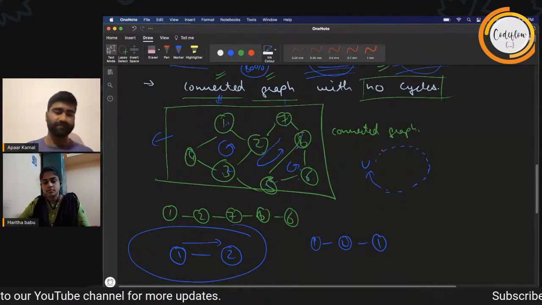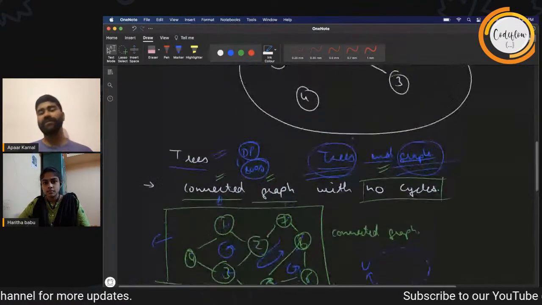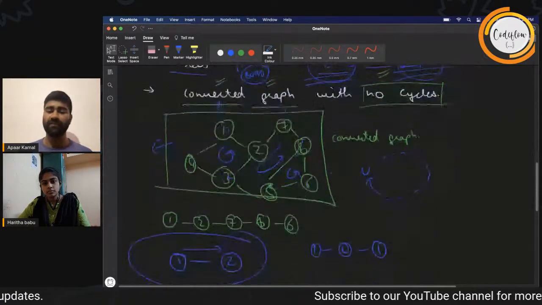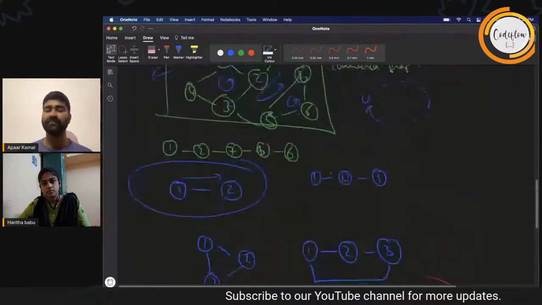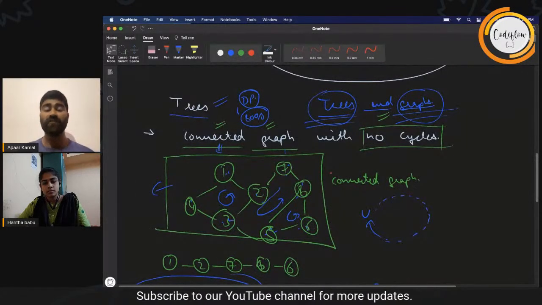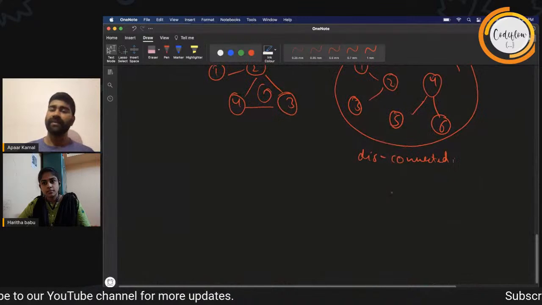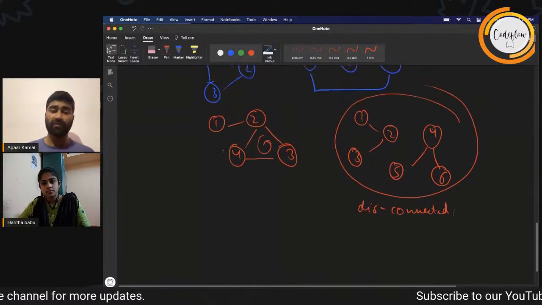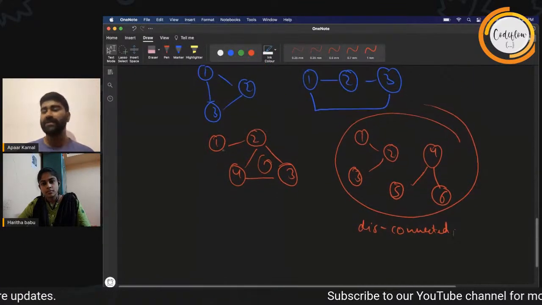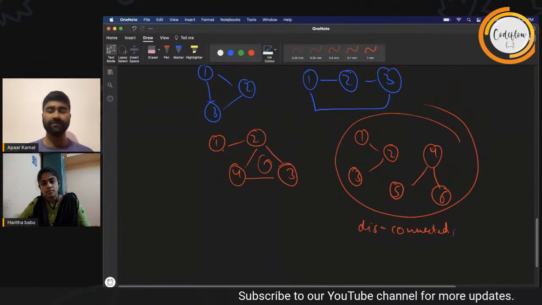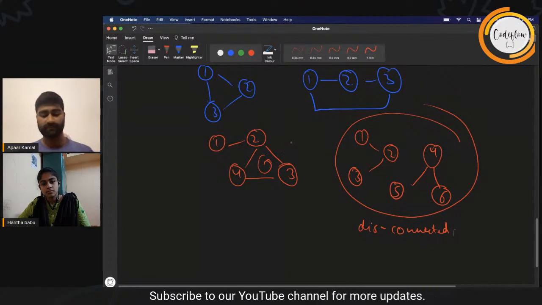Cool. So this was one of the definitions of trees, and I hope you have completely understood this definition: what are cycles, what is a graph, what is a connected graph with no cycles, right? So now what you can do is, you can even try making some graphs which are connected.